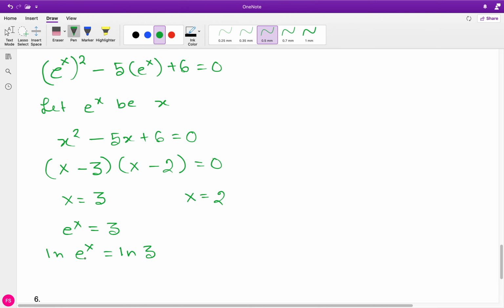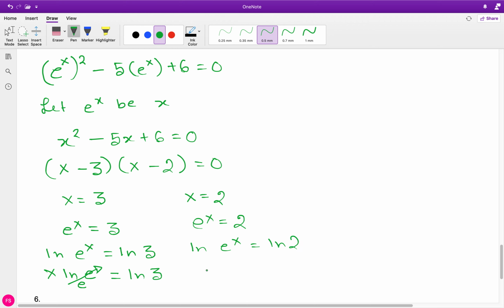Now you can move this x to the front. You will have x ln of e. We know that the base of ln is e, so you can actually cancel this out. So this equals ln of 3 only. For this value, you need to do the same thing. e to the power of x equals 2. I'm going to take ln both sides, ln of 2.